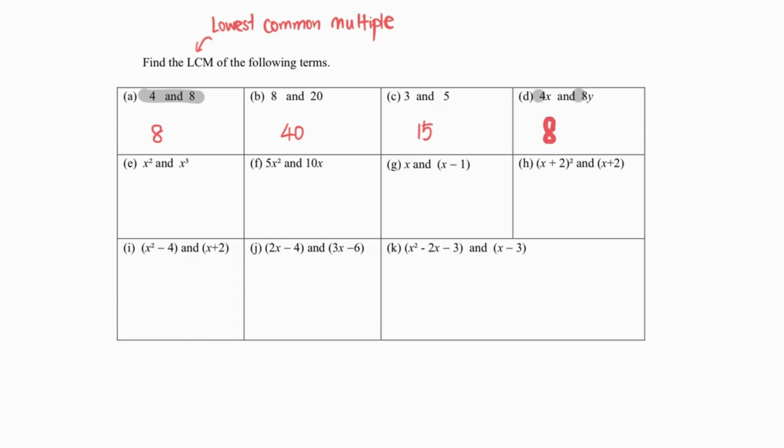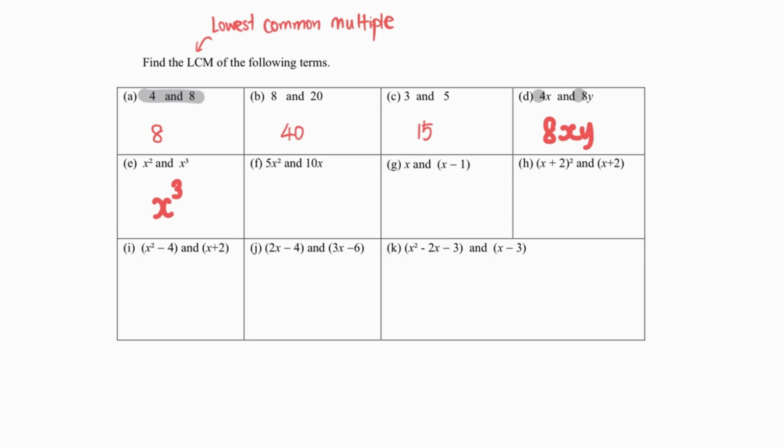And for x and y, we just need to make sure that it can be divided by x and y. Both of the x and y must be found in this lowest common multiple. So what happens when it is x power 3? Then it will be x power 3. Because x power 2 can be found in x power 3.